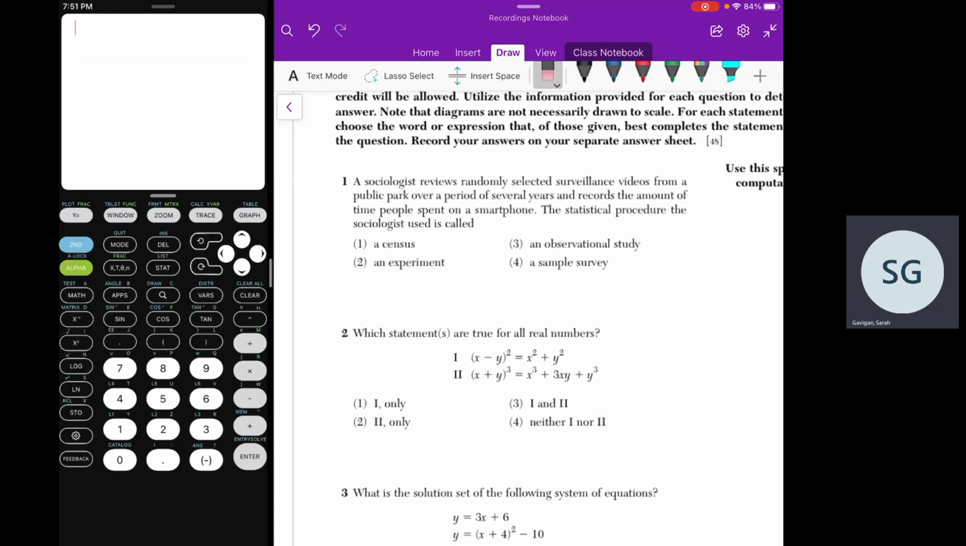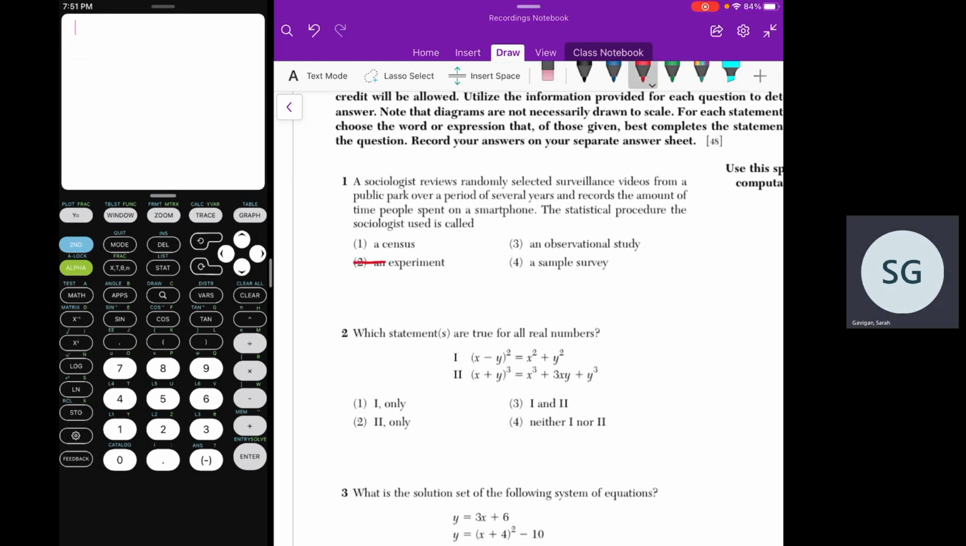So the first question says a sociologist reviews randomly selected surveillance videos from a public park over a period of several years and records the amount of time people spent on a smartphone. The statistical procedure the sociologist used is called what?